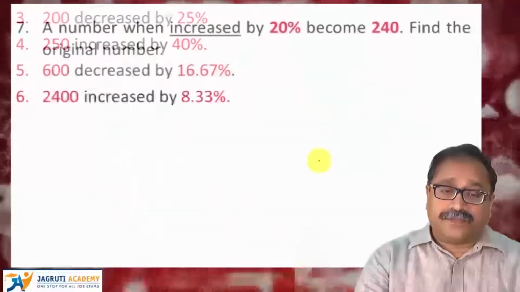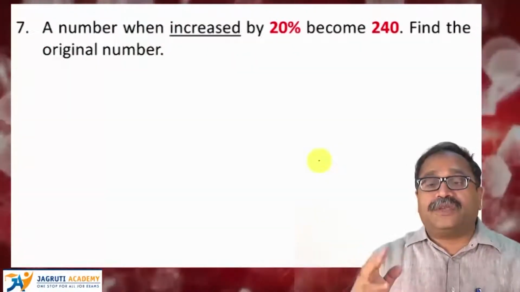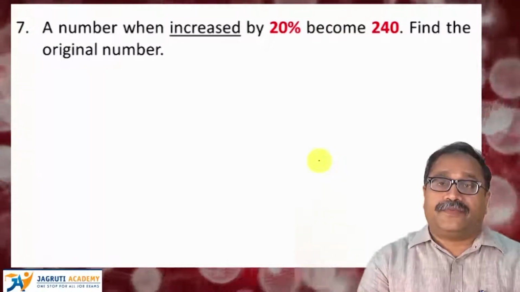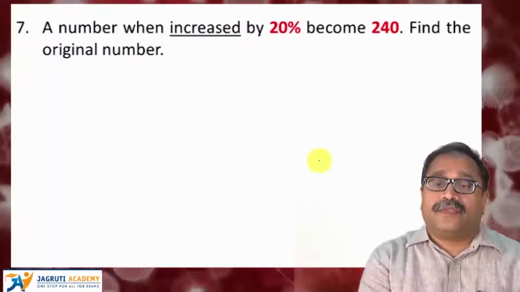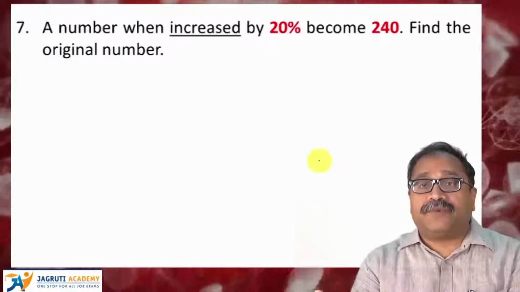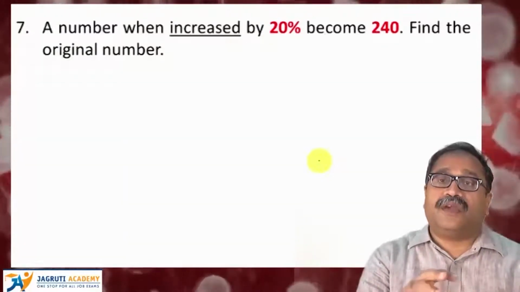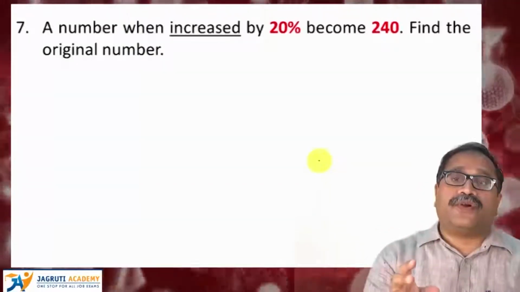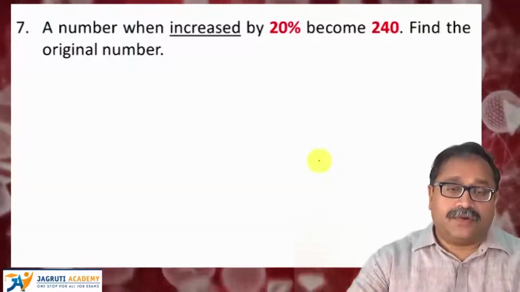Next, a number when increased by 20% becomes 240. Find the original number. Previously we used to have the original number, then it is increased by 20%, and we find the increased number. Now we are dealing in reverse order. A number x when increased by 20% becomes 240. What is x? Let's do it.